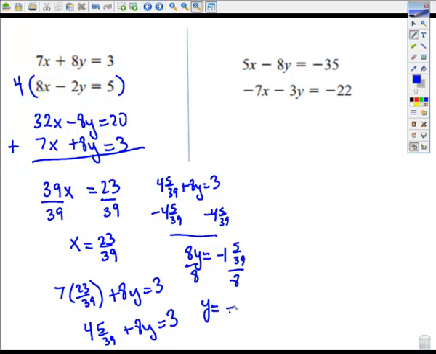and I get negative 11/78. And there's nothing wrong with this. I did use my calculator, so I have 23/39 and negative 11/78. That would not be a fun one in my opinion to graph, but that's okay.